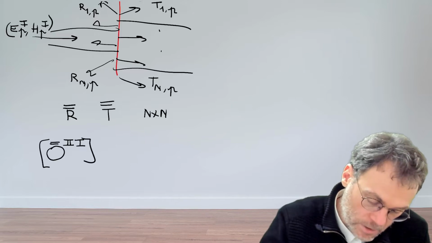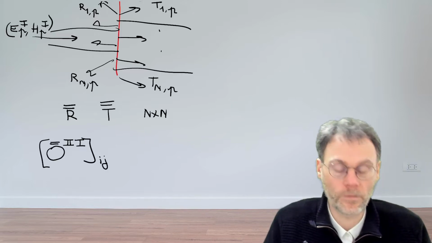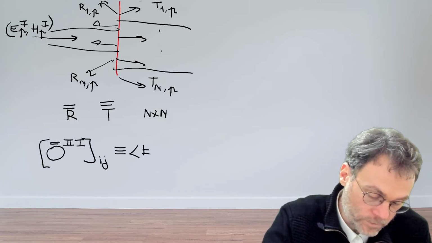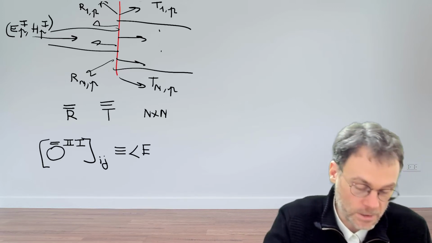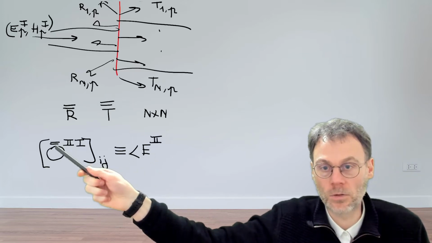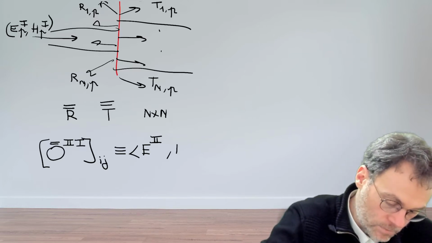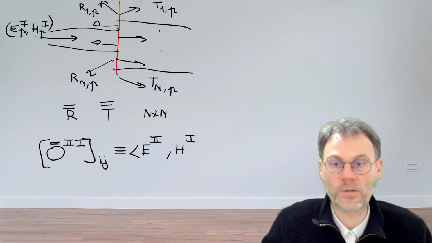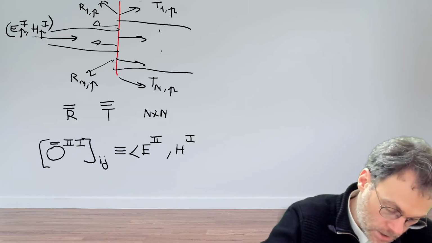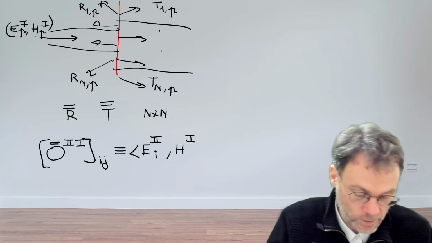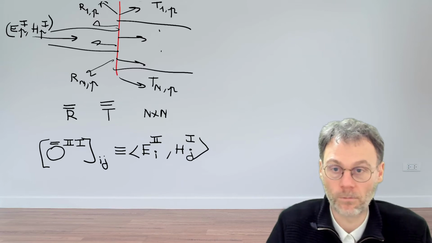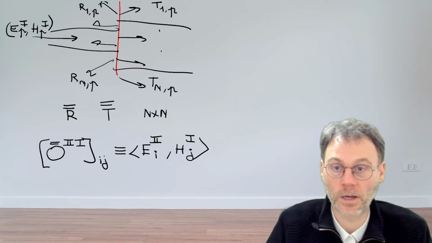And if we have the ijth component of that matrix, this is defined as an overlap integral of the electric field in the second waveguide, so this 2 corresponds to that 2 over here, with the magnetic field in the first waveguide. So again, 2, 1, 2, 1. And then the ij is here, the ith electric mode and the jth magnetic mode. So this is how these block matrices, these overlap matrices, are defined.